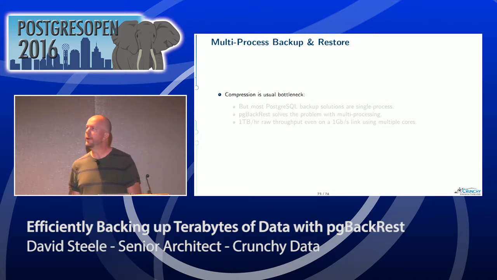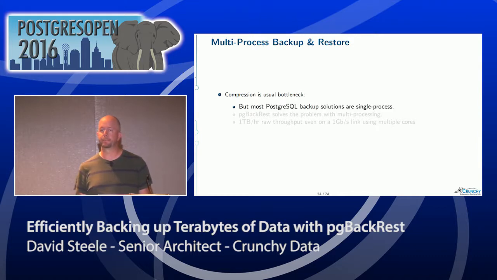So one of the big things that BackRest brings to the table is multi-process backup and restore. Usually in most backup solutions, compression is the bottleneck, right? That's the most expensive part. If you have a really slow internet connection or some other things like that, then that can be your bottleneck. But usually it's compression. Most Postgres backup solutions, as we've discussed, are single process. So BackRest solves this with multiprocessing.